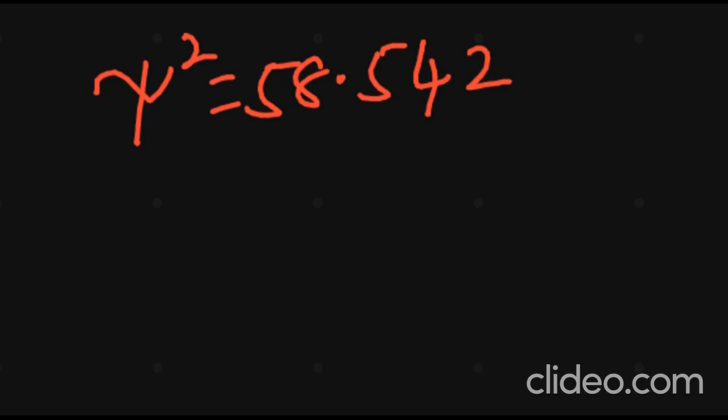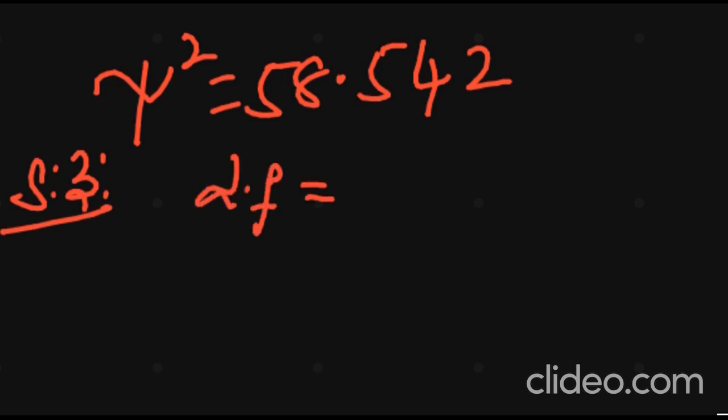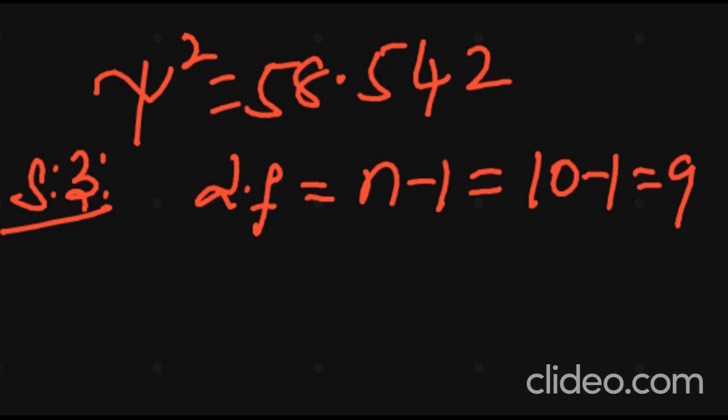Your chi-square value is 58.542. Now you have to compare this calculated value with the table value. So, in step 3, I am going to find the table value. Before that, we have to find the degree of freedom, which is n minus 1, that is 10 minus 1, which is 9. In the chi-square table, you look under 9 degrees of freedom.